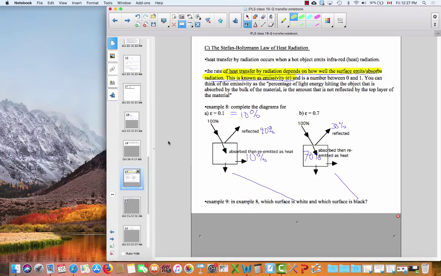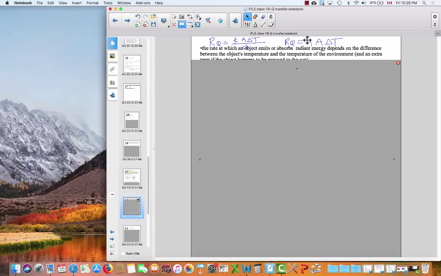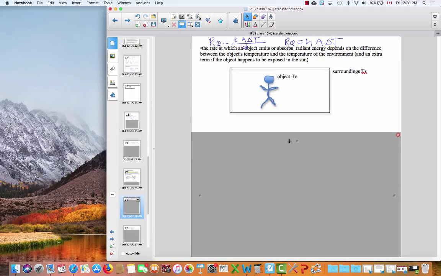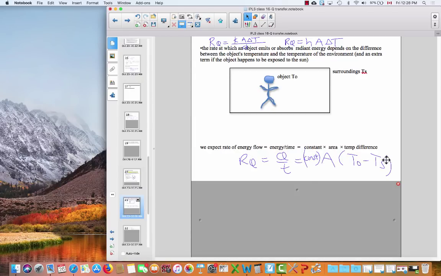Now, we've seen already two means of transferring thermal energy, conduction and convection. In both cases, the rate of energy transfer depended on the surface area and the temperature difference. Now, there was also a constant involved. This is the surface transfer coefficient for convection, and then the conduction rate depended on the thermal conductivity and the thickness. So we would expect radiation would be similar in that it should depend on the surface area of the object and the temperature difference between the object and its surroundings, and then finally there should be a constant of some sort. So we would expect that the rate of energy transfer by radiation is some constant times the area times the temperature difference, as was the case for conduction and convection.